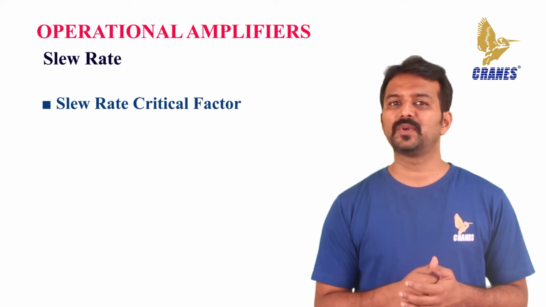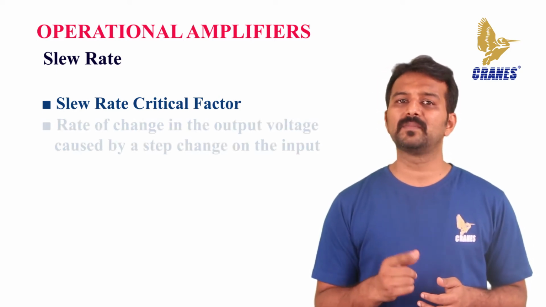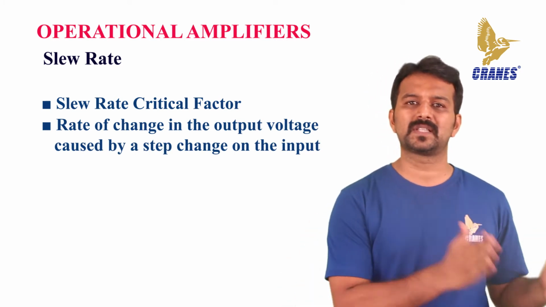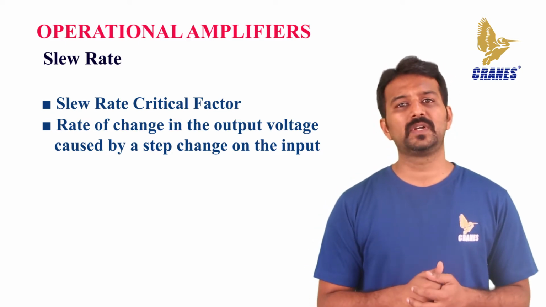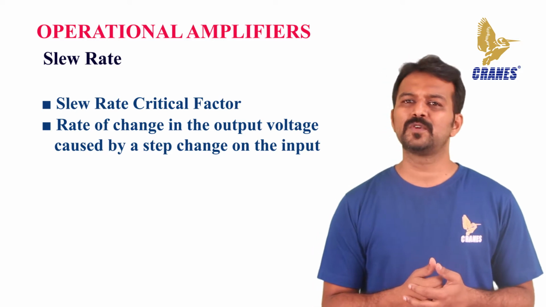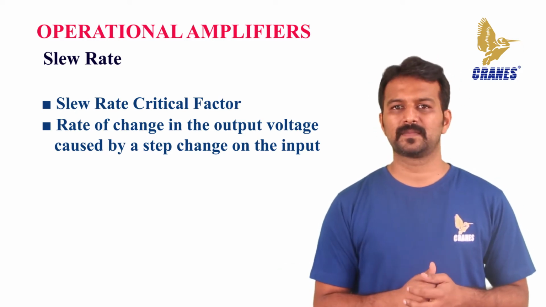Therefore, the slew rate of an op amp or any amplifier circuit is nothing but the rate of change in the output voltage caused by a step change of the input. It is measured as a voltage change in a given time. So typically the units would be volts per microsecond or volts per millisecond.